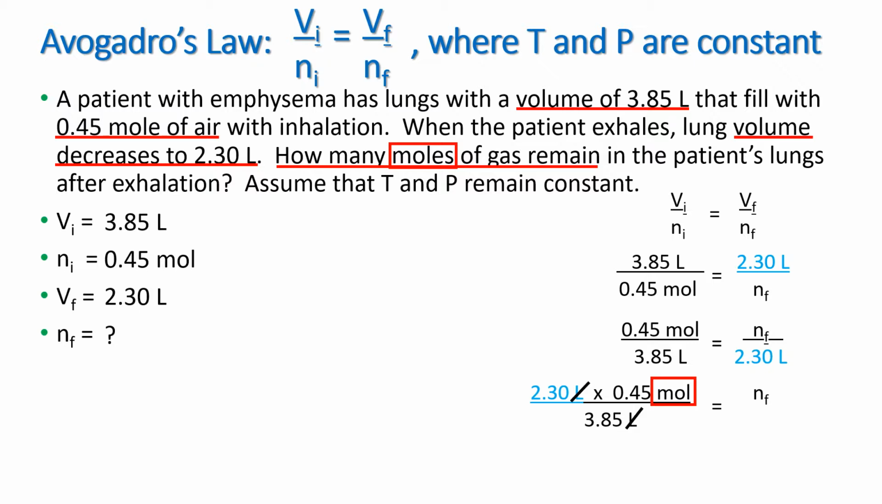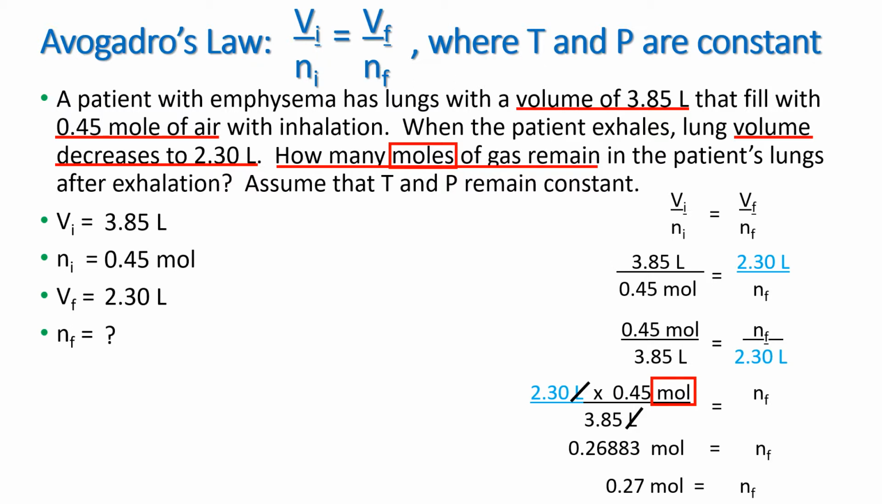So now we can simply do the math, and we're going to multiply 2.30 by 0.45 mole and divide it by what's on the bottom, which is 3.85, and we get 0.26883 mole as our final moles. And if we take a look back through our given values, we can see that the value with the fewest sig figs is the initial mole, which has 2 significant figures, which means our answer must have 2 significant figures, which makes our final answer 0.27 moles.